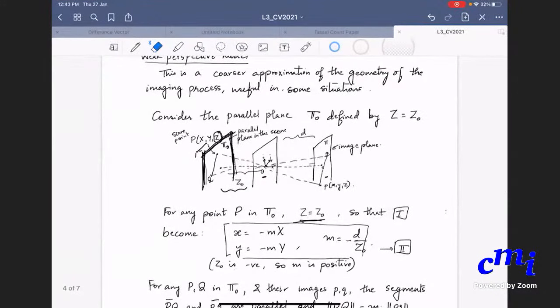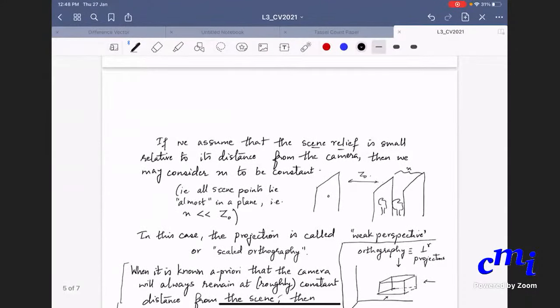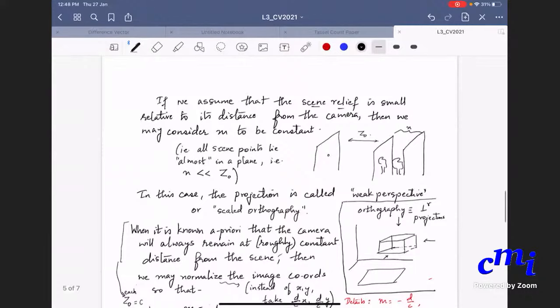Okay, so these are called weak perspective equations. That's all. This is also language that you will see in this context. That is, this weak perspective is sometimes called orthography. Orthography means what? In engineering, they use this word.